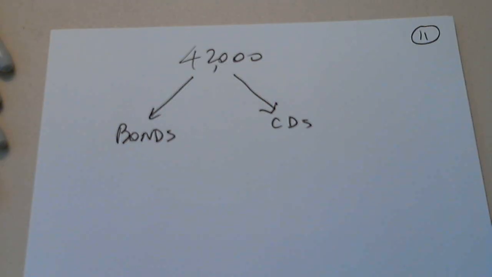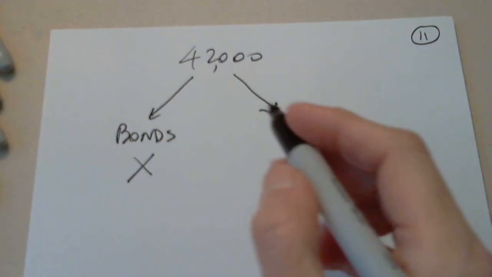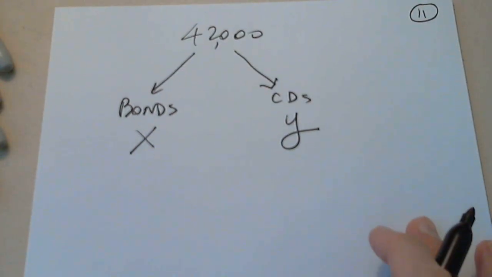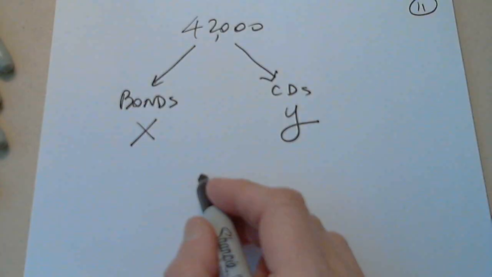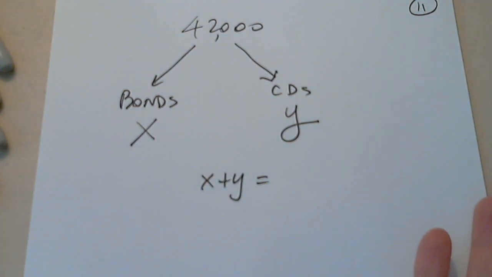If the amount invested in bonds is to exceed, remember the symbol, is to exceed that in CDs by 3,000. How much will be invested in both? So, obviously I will have to use X here and Y here. I know now for sure that X plus Y must equal 42,000.